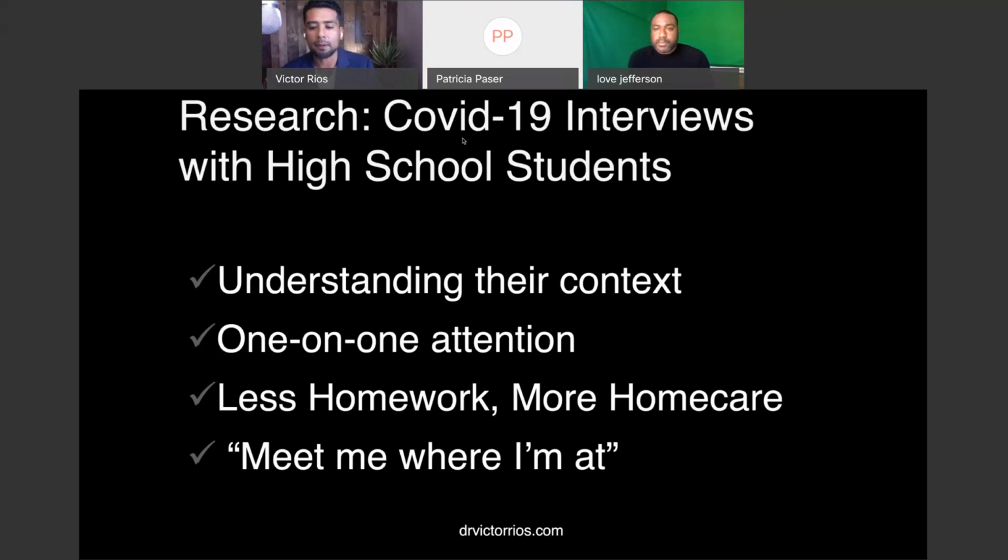And then a lot of times students are saying, look, with remote learning, we have a lot going on. We have to take care of our little siblings. We have to take care of ourselves. Our parents are essential workers. They're out and about. We have chores. We have so much going on. And teachers are just stacking up a lot of homework on us saying, do this, do that, do this, do that. And we're having to learn it independently. It's just too much. So what they're saying is less homework and more home care, right?